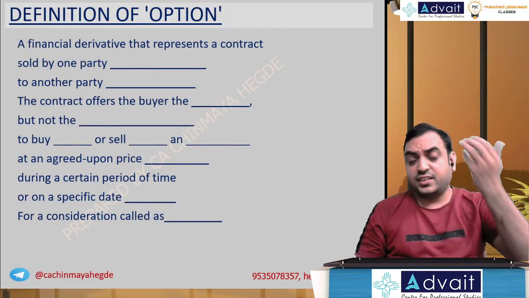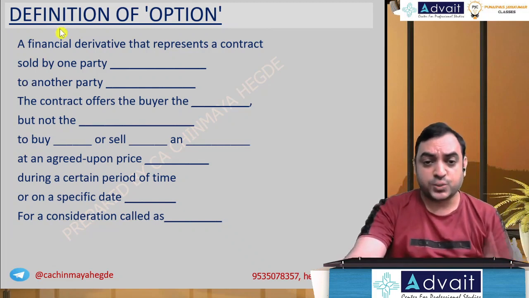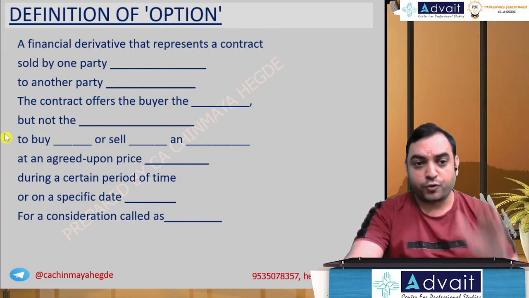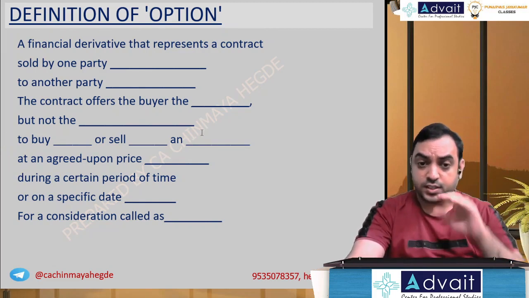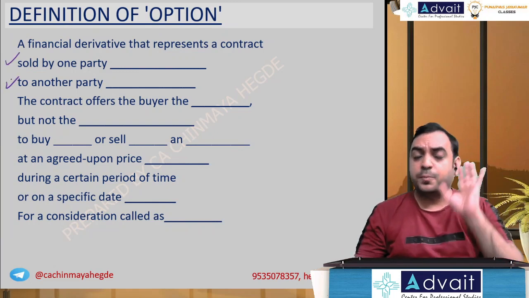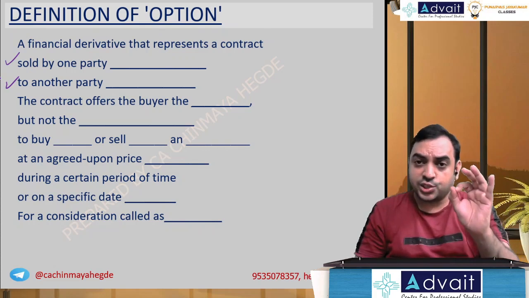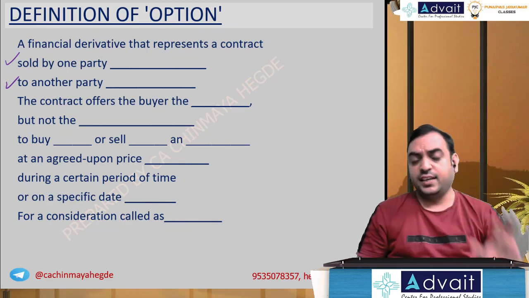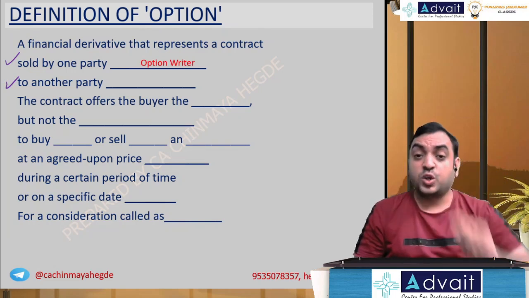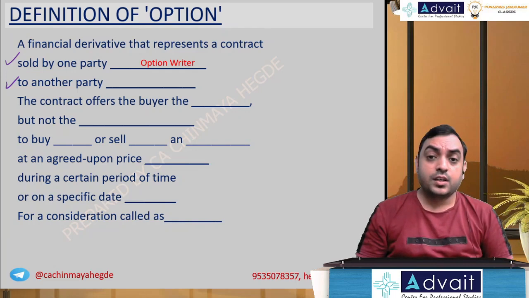Okay, so what is the definition? I'm sure you might have it in your material as well. First, let me tell you the basic definition so that we get the foundation. Then I'll go to the individual terms along with the terminologies. A financial derivative sold by one party to another party. Any transaction needs a buyer and a seller. But in options, the seller is called the option seller or option writer, and the option buyer is called the option holder.